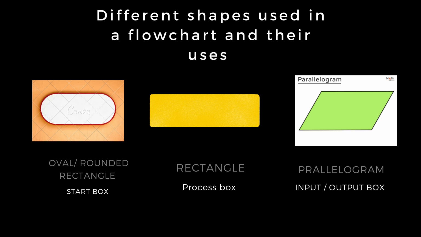What is the use of the input and output box? Here we are giving the input, or writing an output. For both, we use this parallelogram shape, used to show whether the data is input or output. And we have two more shapes.